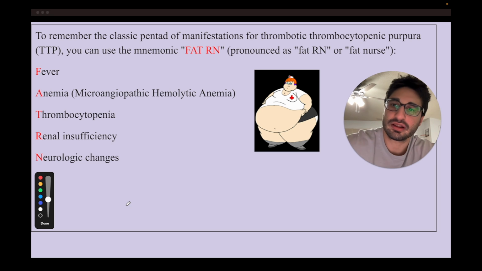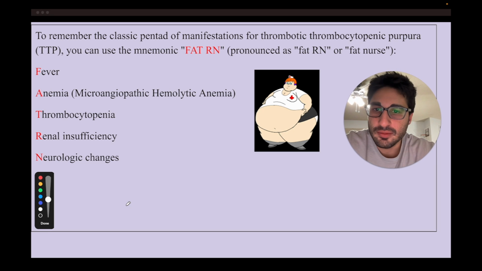Now, another important thing to note with TTP is that because we have autoantibodies against this protease ADAMTS13, the treatment is plasma exchange. With plasma exchange, we basically donate plasma to the patient that does not have autoantibodies. It's going to be clear and have a bunch of the protease ADAMTS13 present, and we remove the plasma of the patient that has those autoantibodies. As a result, this can act as a treatment.